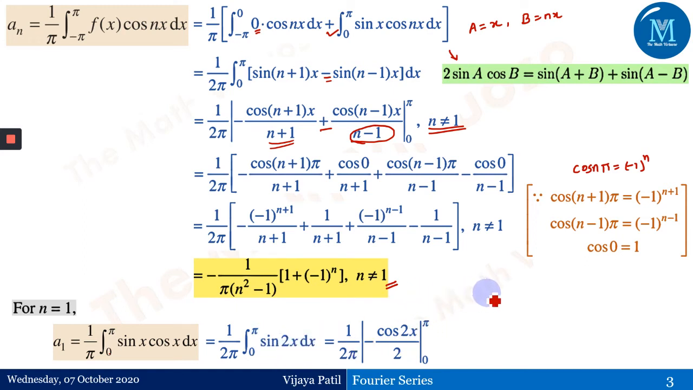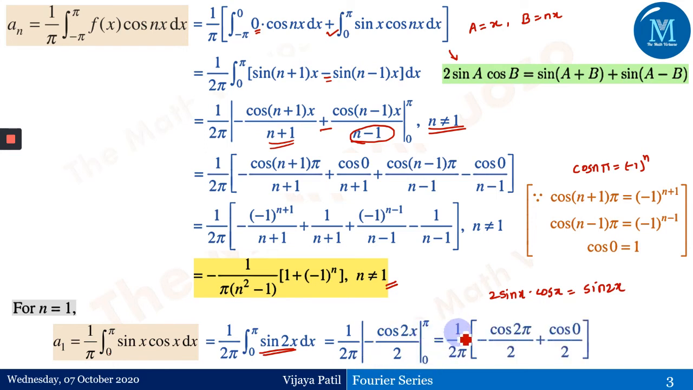Let me just write it down. Sine of x into cos of x, two times, is equal to sine of 2x. This is the formula we have used here to get this particular thing. And therefore it is 1 by 2 pi, minus cos of 2x by 2, from 0 to pi, which gives cos of 2 pi by 2 minus cos of 0 by 2, and so if you observe, a1 becomes 0.